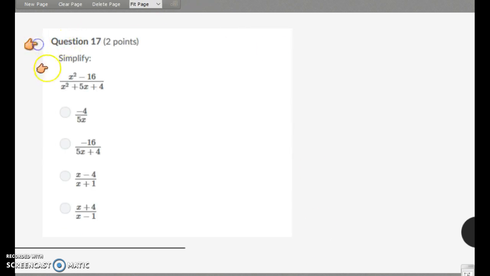Question number 17, simplify. x squared minus 16 divided by x squared plus 5x plus 4. Answer choices are negative 4 divided by 5x, negative 16 divided by 5x plus 4, x minus 4 divided by x plus 1, and x plus 4 divided by x minus 1.